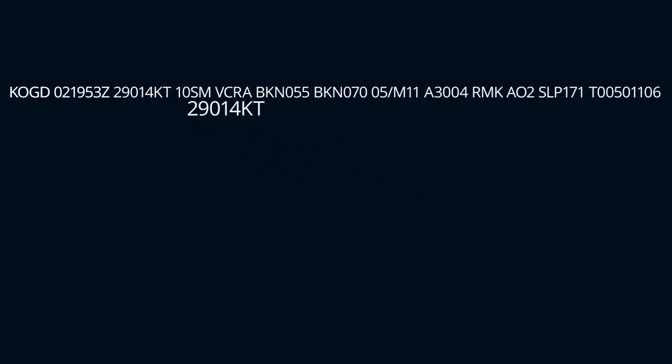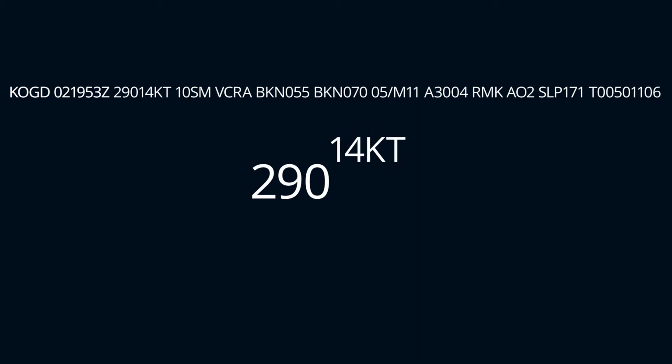The next set is the wind direction and speed. Here we can see that the wind is coming from 290 degrees on the compass at a speed of 14 knots. Sometimes a specific direction of the wind isn't indicated and might be variable, abbreviated as VRB.